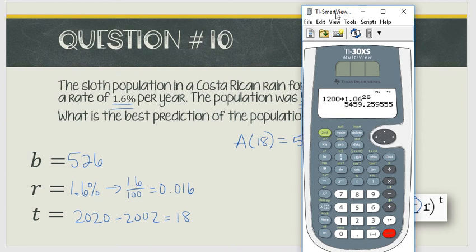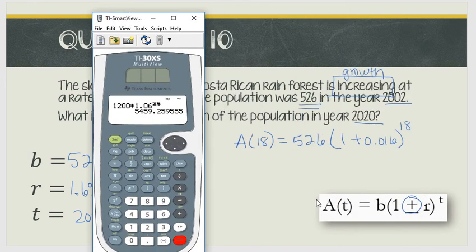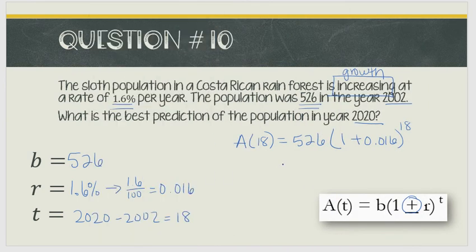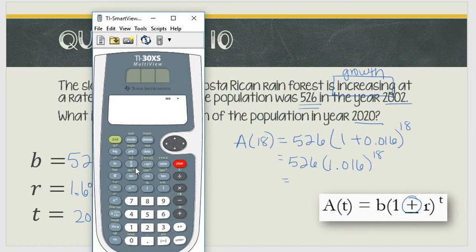You can do a couple steps if you like to kind of work things out step by step. Here, I'll show you what I mean. You could do a step in between and evaluate this part that's in parentheses first, so I'd have 1.016 raised to the 18th, and then you could plug this all in. But it's fine too if you do it all in one step. So 526 times 1 plus 0.016, and then that's raised to the 18th power.